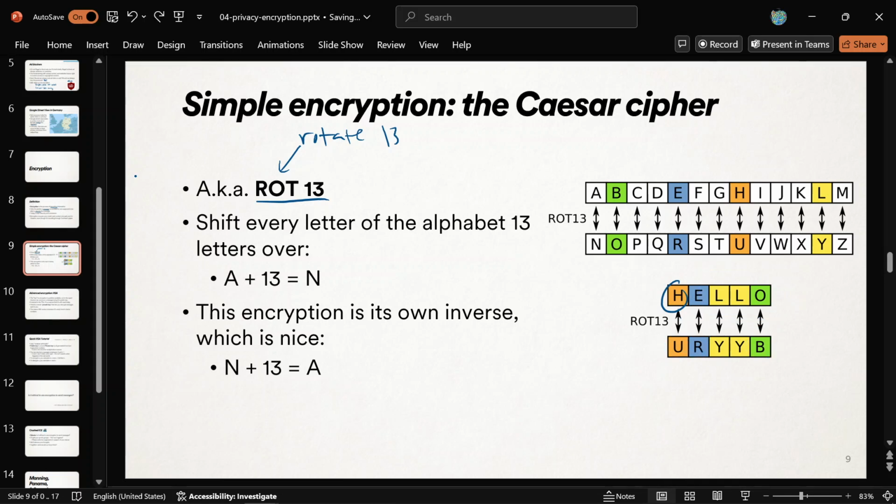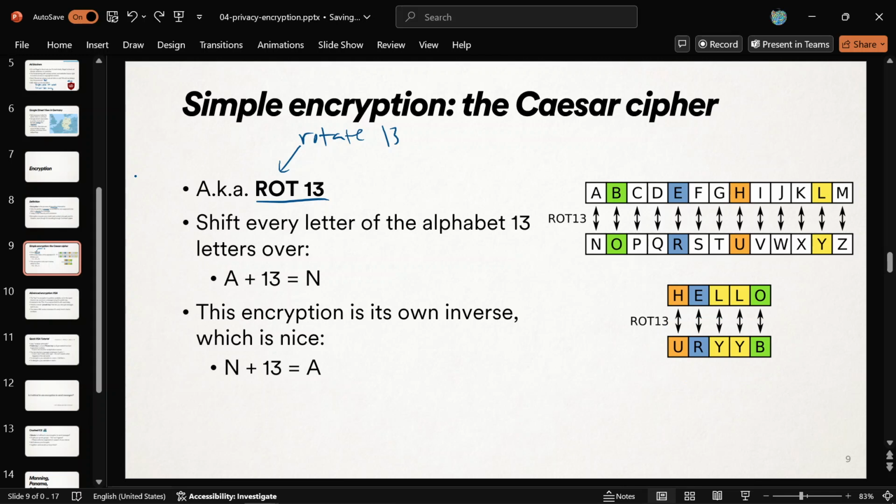And so your hello turned into Uryub. Does that make sense? And that's what you send to somebody. That's encrypted now, it's jumbled, and a nice thing about the Caesar cipher is that it is its own decryption, because 13 plus 13 is 26 again. Now you've wrapped it back around to the same character.